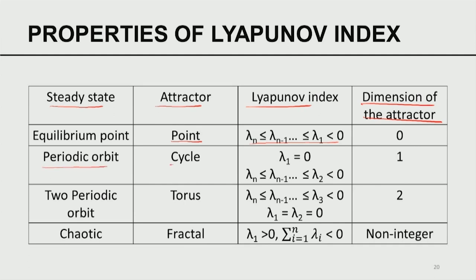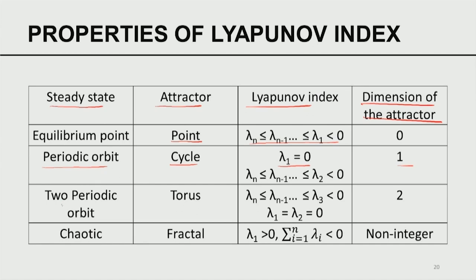For a periodic orbit, it is a cycle. One Lyapunov index is 0, the rest of them are negative. The dimension of the attractor is 1. I know I have not talked about the dimension of the attractor more elaborately, but I wanted to provide you a quick summary of the notion of predictability and some of the models for which predictability can be answered. So what does it mean? If a system exhibits an equilibrium, predictability is complete. If a system exhibits a periodic orbit, the predictability is complete. I don't have to worry about predictability. I can predict for all time.